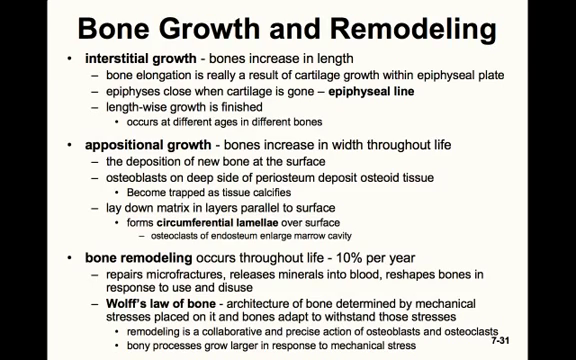Appositional growth, however, is when we're increasing the bone's width throughout life. We'll see constant deposition of new bone at the surface. The osteoblasts on the deep side of the periosteum, the membrane around the bone, are going to deposit osteoid tissue. The cells become trapped as the tissue calcifies. We're laying down matrix in layers parallel to the surface of the bone. This is how we get development of the circumferential lamellae on the surface of the bone.